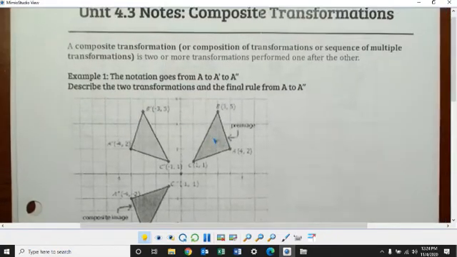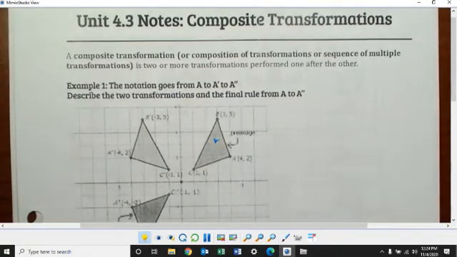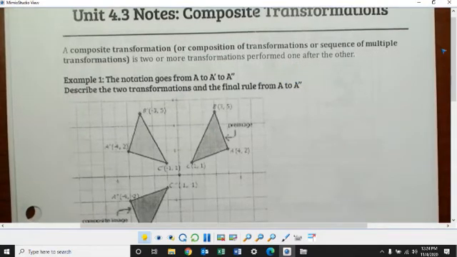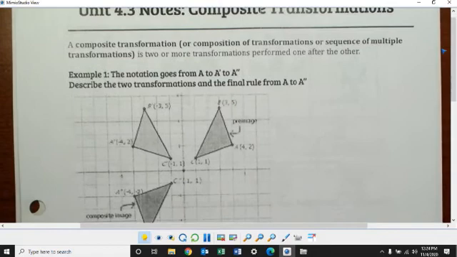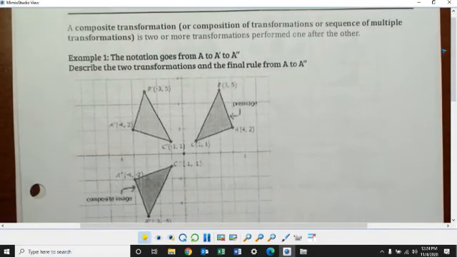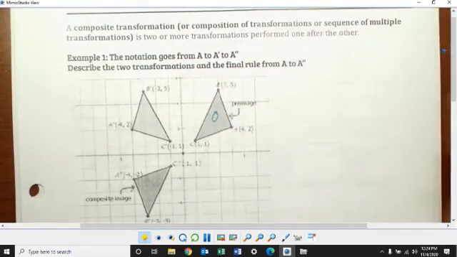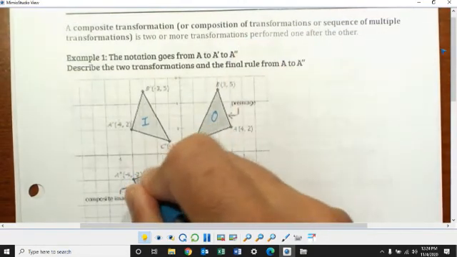We are going to talk today about composite transformations. Basically, a composite transformation is when you do one transformation and then do another. And you could even do another after that, but it's more than one transformation. So the original is right here. This is our original, this is our first image, and this is our second image.